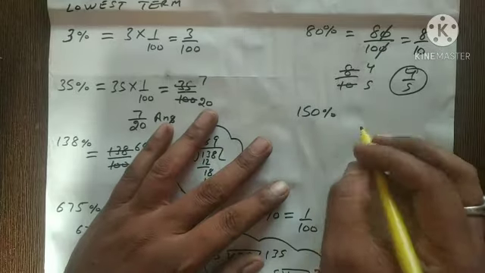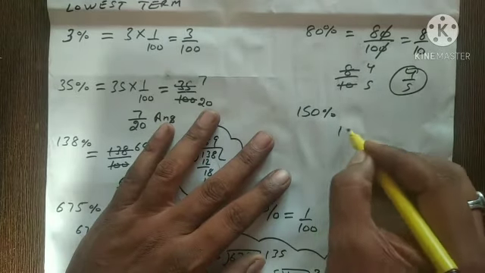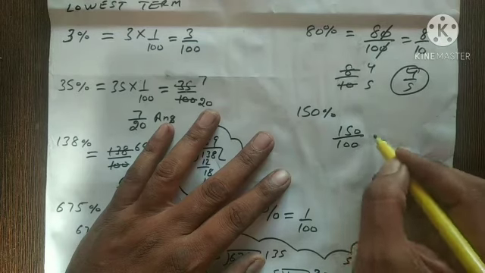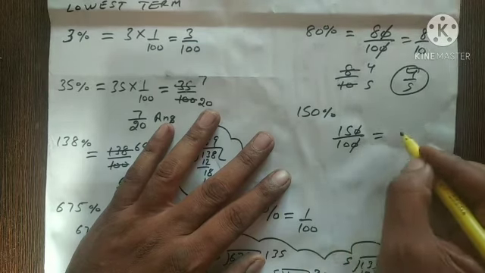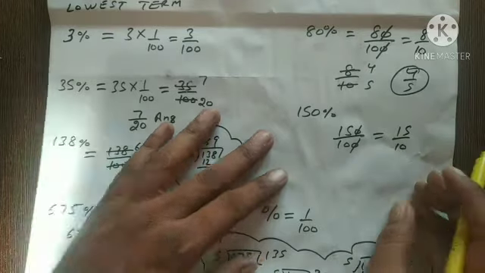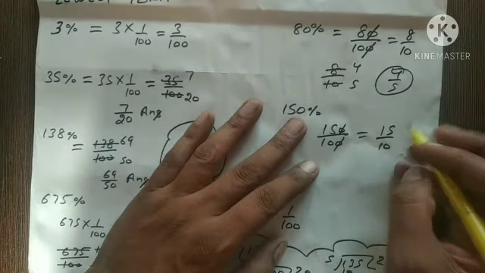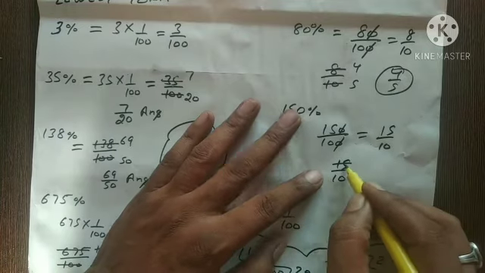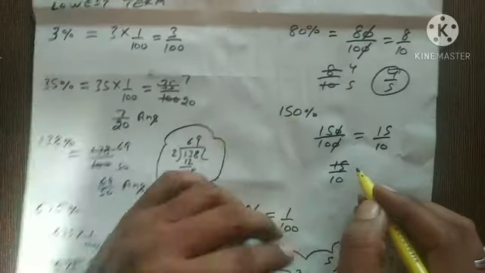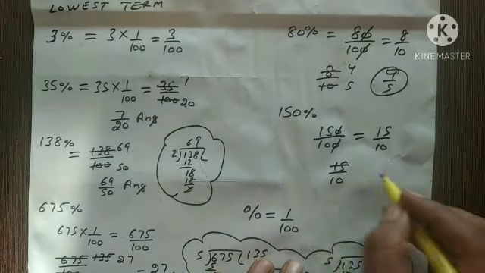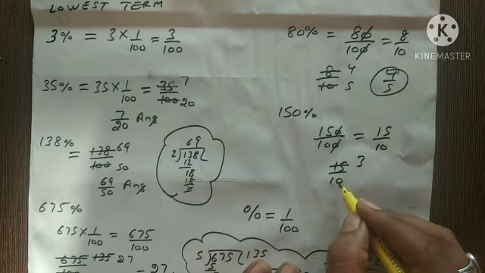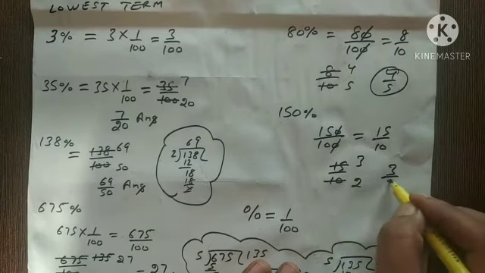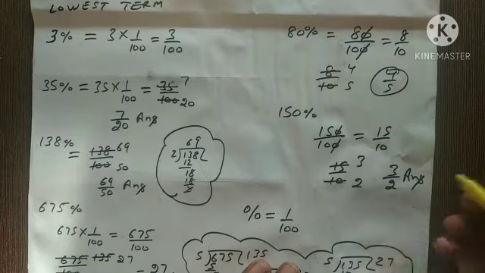Now 150%. 150% means 150 over 100. Now 0 cancels with 0. Now we are left with 15 over 10. 15 and 10 are both divisible by 5. If you divide 15 by 5, the answer is 3, and if you divide 10 by 5, the answer is 2. So the answer is 3 by 2. This is the lowest term.